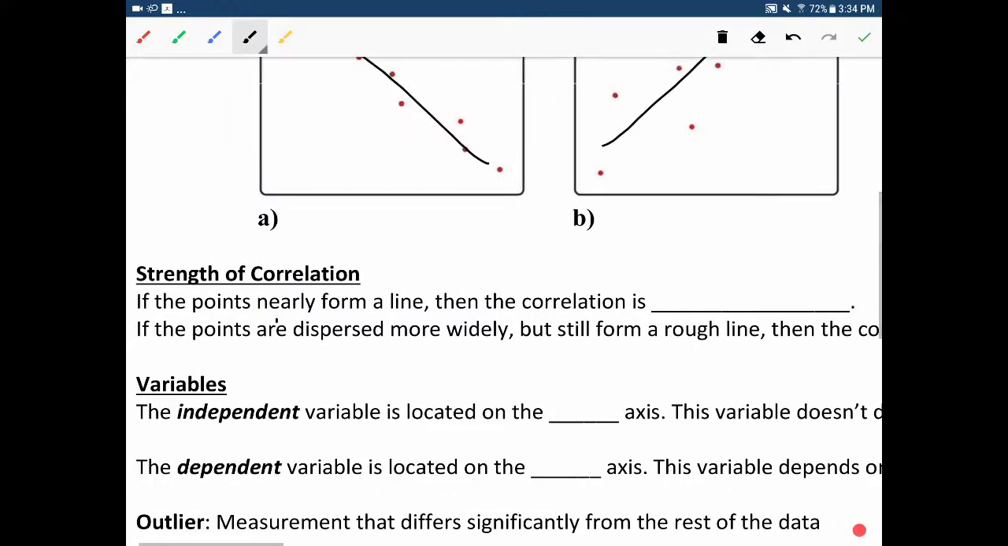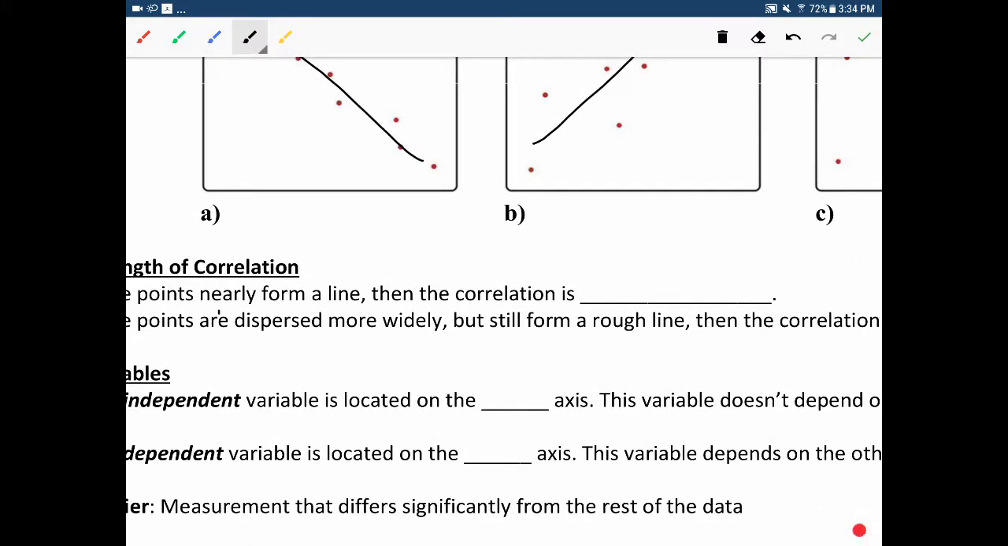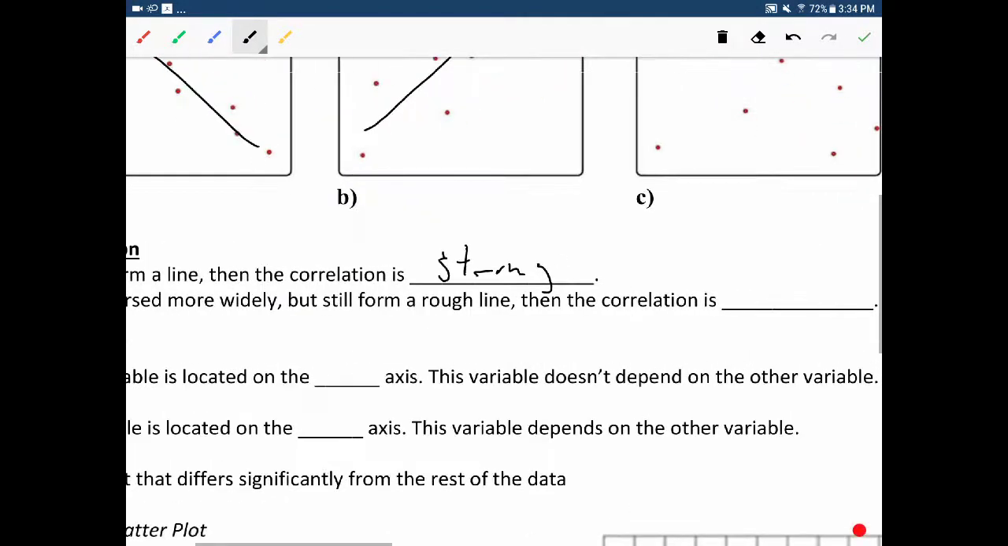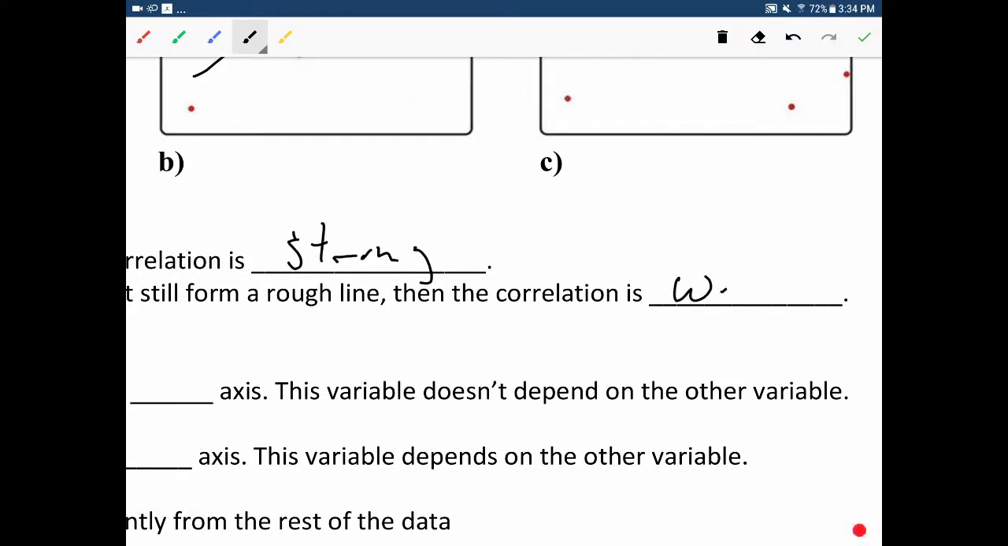All right, so the correlation here is going to be strong or weak. If the points nearly form a line, or if they're very close together, it's a clear trend. This is what we call a strong correlation. However, if they're spread out, that's what we call a weak correlation.